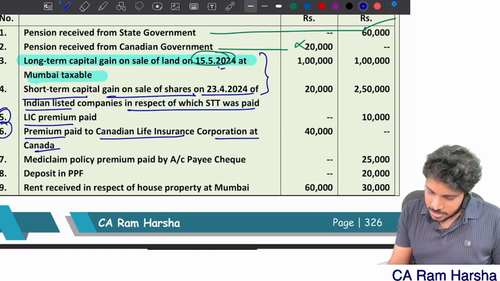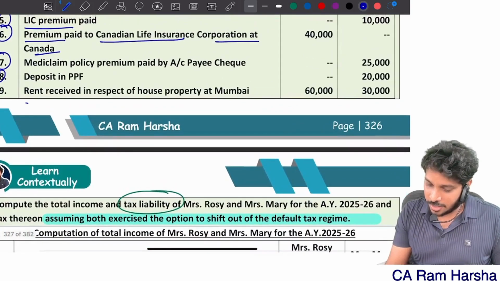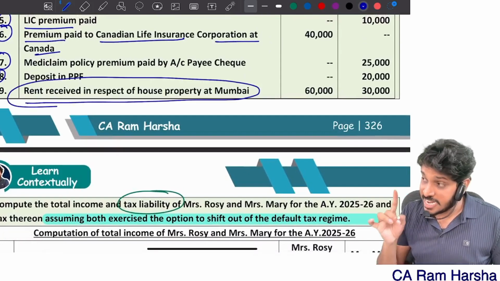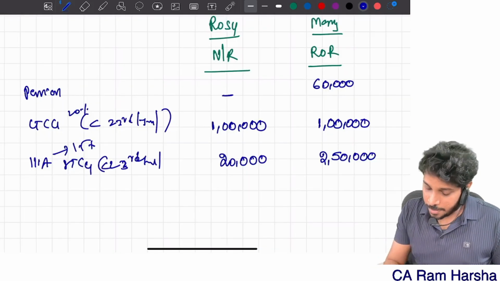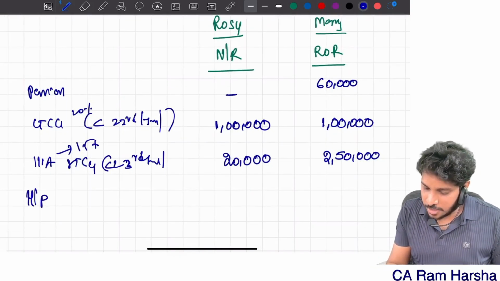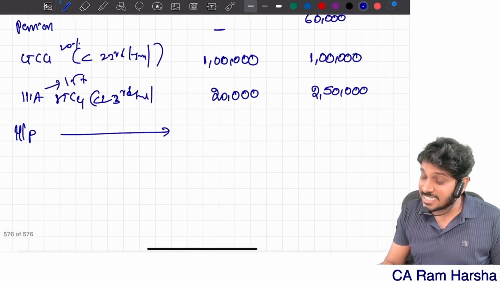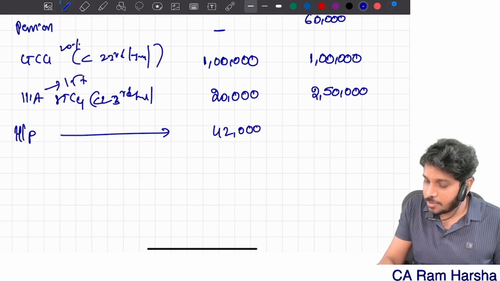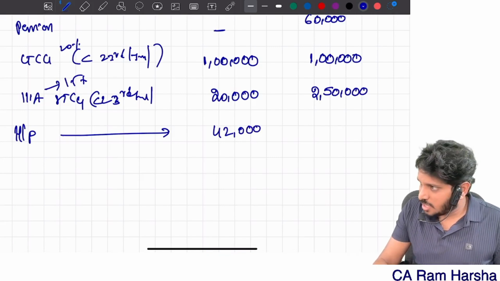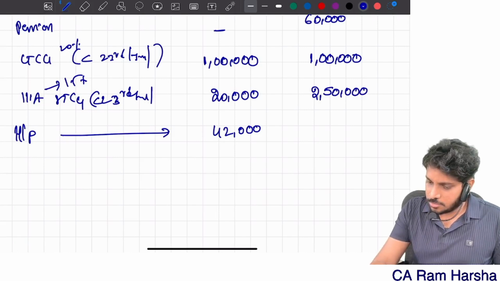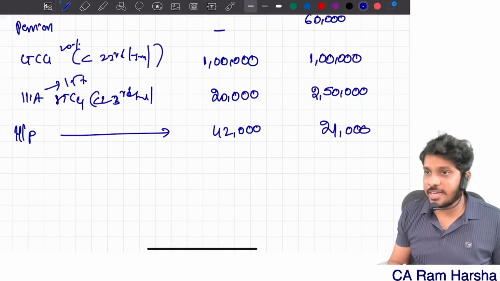Medical policy. Oh, this is chapter 6. Medical policy. Deposit in PPF. Rent received from house property. Rent received is the gross annual value. Yes or no? So house property income. How much is it? 60,000 for Rosie minus 30%. Net income is 42,000. Mary, how much is she receiving? 30,000 minus 30% is equal to 21,000.